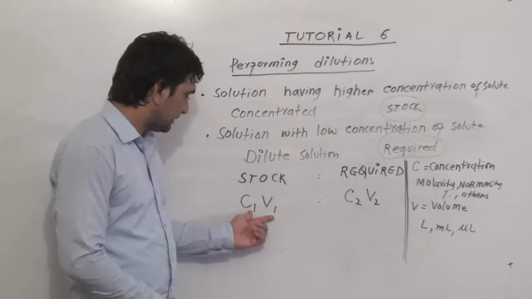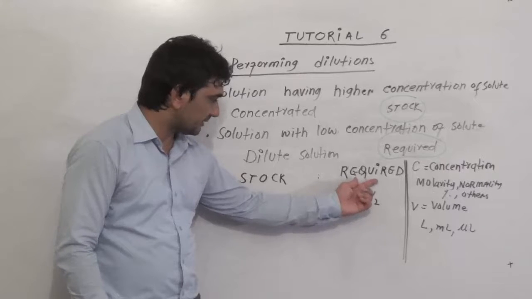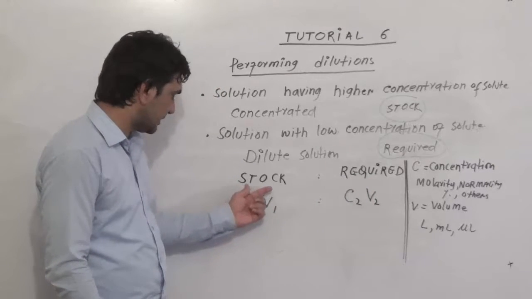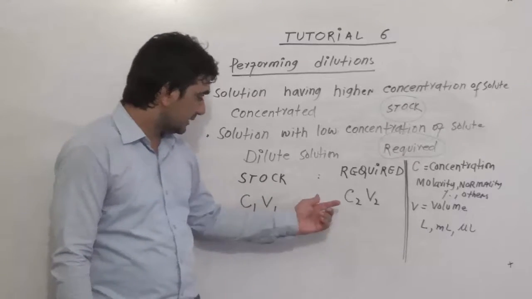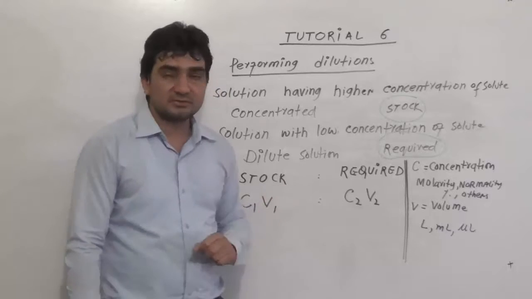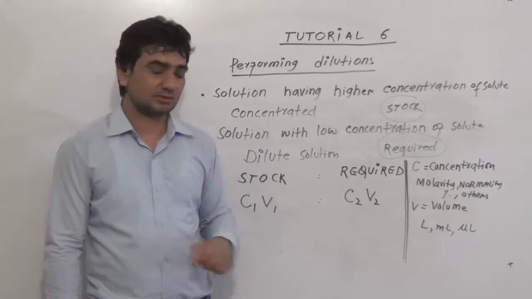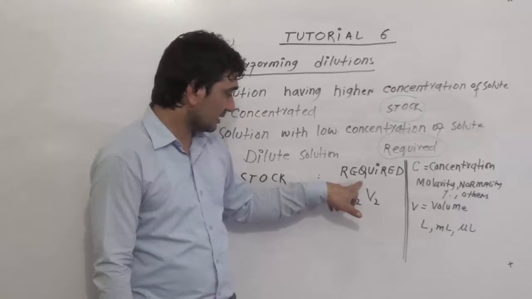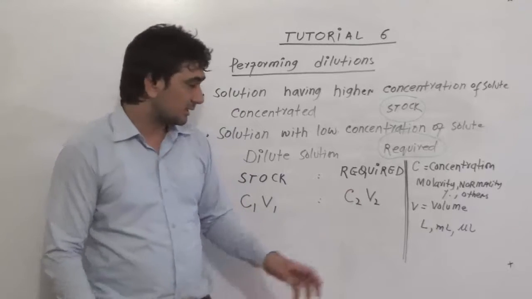C1, V1 represents stock, and C2, V2 represents the required solution. This means that C1 is the concentration of the stock solution, and V1 is the volume of the stock solution which will be required to make our desired solution. Similarly, C2 is the concentration of the required solution and V2 is the volume of the required solution.